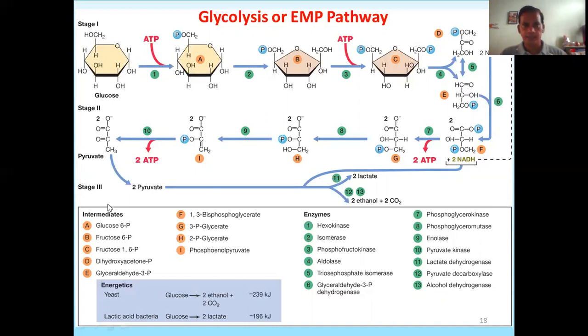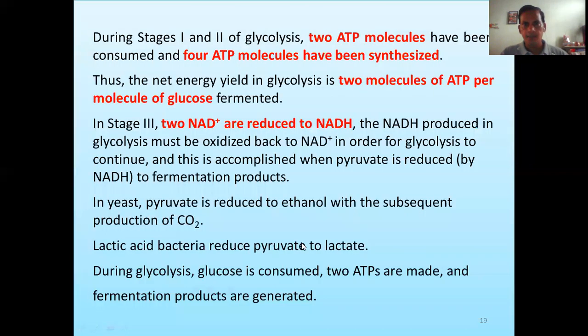And ultimately in stage 3, the two pyruvate molecules generated from glucose are converted to different fermentation products. They can be converted to ethanol, or they can be converted to lactate. So if we look into the details, during stage 1 and stage 2 of glycolysis, two ATP molecules have been consumed and 4 ATP molecules have been synthesized. So in all, 2 molecules of ATP per glucose are fermented.